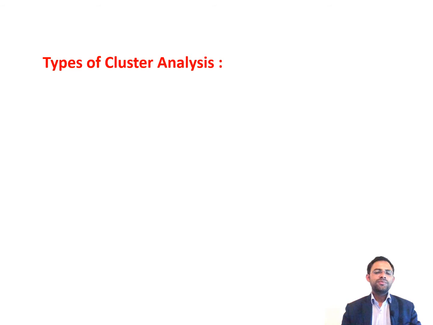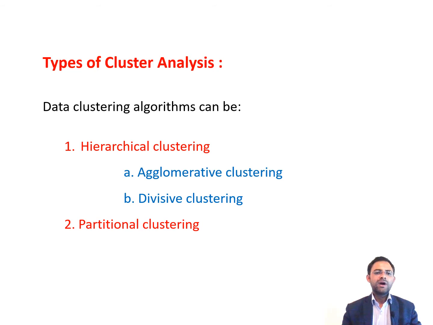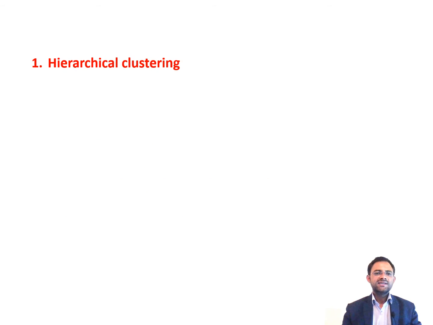Now, the types of cluster analysis. In numerical taxonomy, the data clustering algorithms can be hierarchical clustering, and it may be further of two types. The first one is agglomerative clustering and the second one is divisive clustering, and the second type of clustering is partitional clustering. Now the first one is hierarchical clustering.